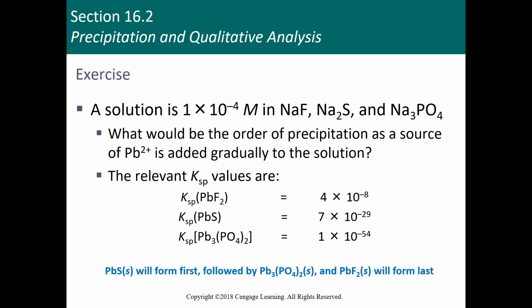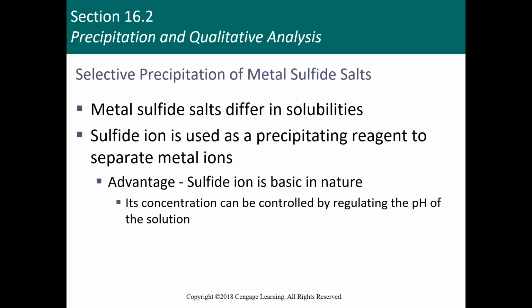This again is another exercise that you guys don't really need because I gave you practice problems now. So, selective precipitation of metal sulfide salts. The metal sulfide salts differ in solubilities. So the sulfide ion is used as a precipitating reagent to separate different metal ions. This is fairly common, actually.